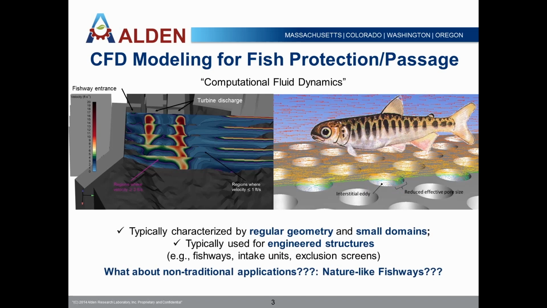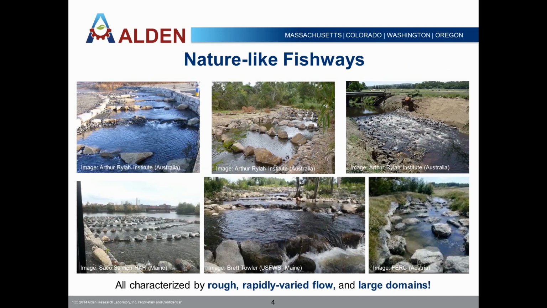For example, nature-like fishways. Nature-like fishways are relatively new to the scene of fish passage, and the idea is to create something nature-like. So there's lots of variability in the flow, large roughness elements, and lots of rapidly varied flow. These domains are relatively large, and there's a lot of uncertainty in how these things behave and how best to design them.